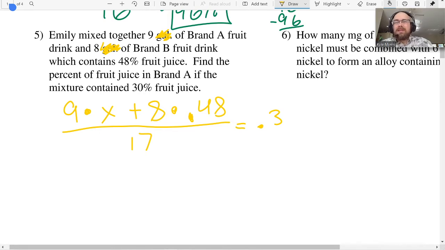Now we have an equation to solve. This just got a little bit harder. Before, for number 1 and number 3, we only had to solve an expression. Now we have to solve an equation. So normally you try to add or subtract to both sides, but since this is one big giant happy fraction, we got to get rid of the fraction first. So we got to multiply 0.3 by 17.